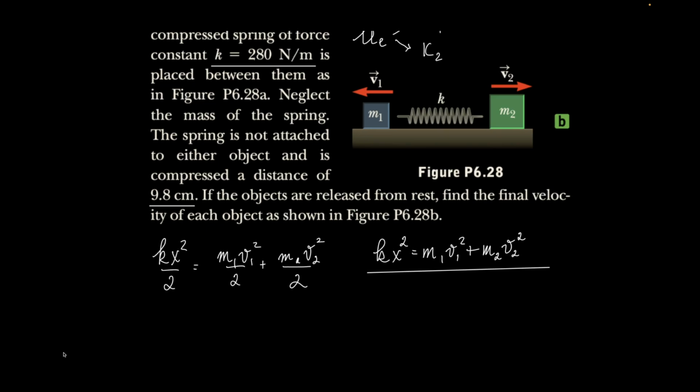I know k and x. I do not know v1 or v2. It's impossible to solve an equation with two variables. It is possible to solve a system of equations. So what else do we understand?